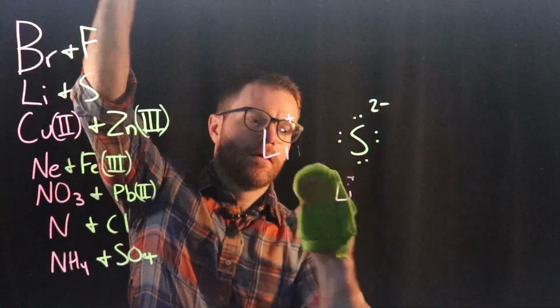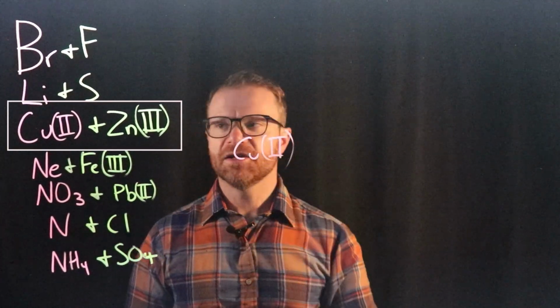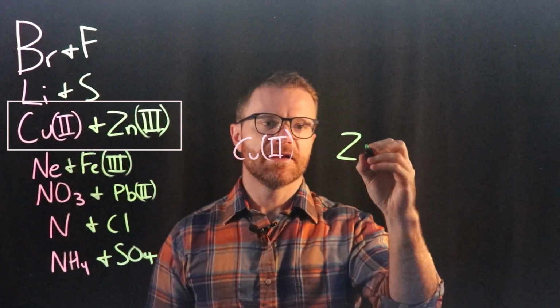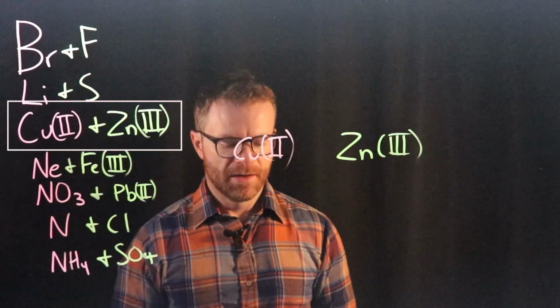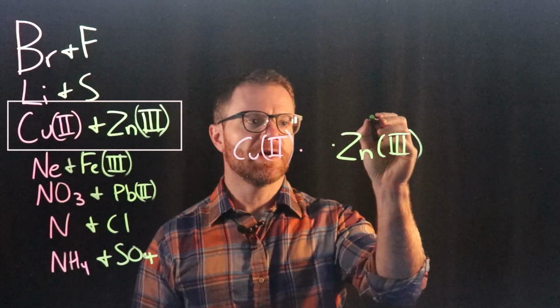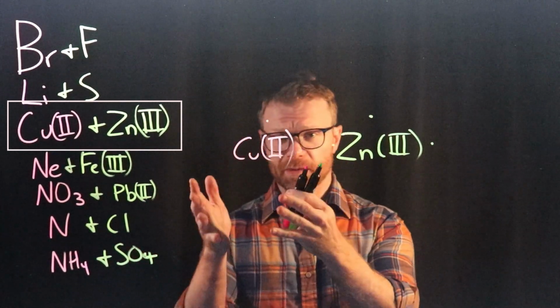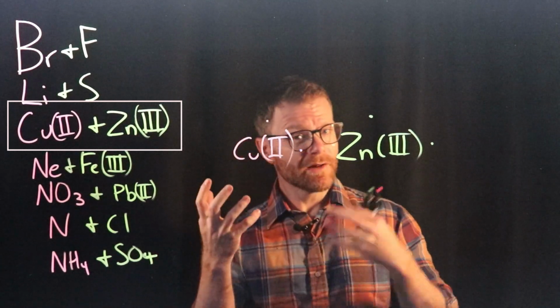Let's do another one. Okay, we have copper, and specifically, they tell us that the oxidation number is 2. And we have zinc, and they tell us that the oxidation number is 3. That means this copper is going to have 2 valence electrons, and this zinc is going to have 3. Okay, copper is a transition metal. It's a metal. Zinc is also a transition metal, and thus a metal. So we have a metal and a metal.